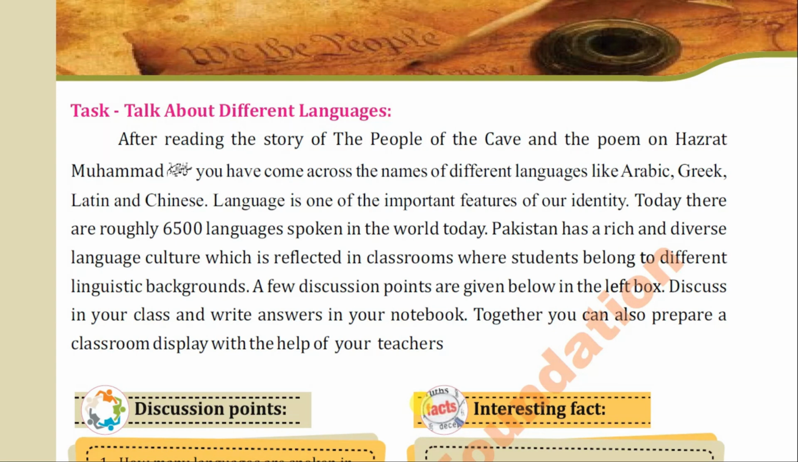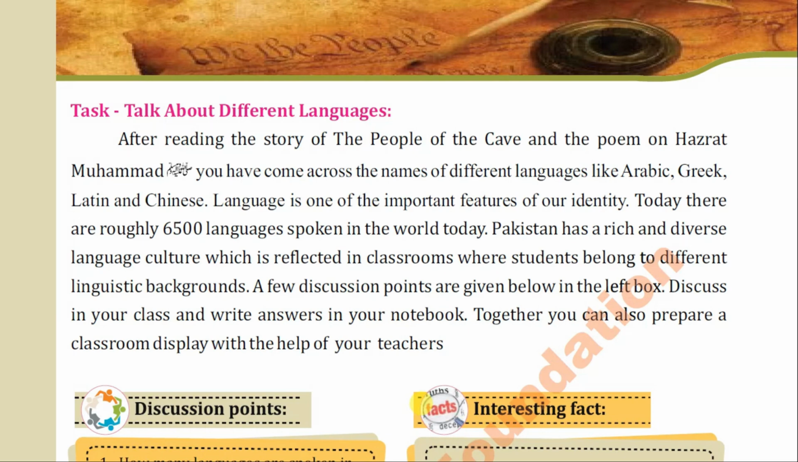We have already talked about the people of the cave. Now we are on page number 58. That is the task, talk about different languages. After reading the story of the people of the cave and the poem on Hazrat Muhammad sallallahu alaihi wasallam, you have come across the names of different languages like Arabic, Greek, Latin, and Chinese. Language is one of the most important features of our identity.